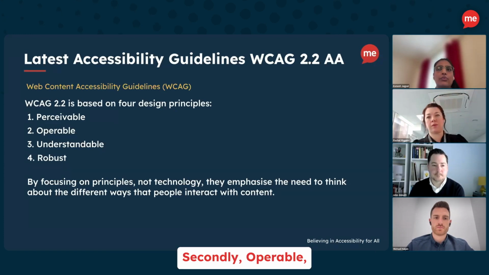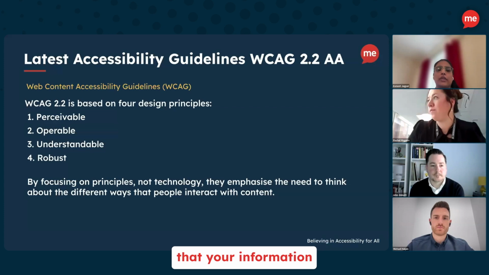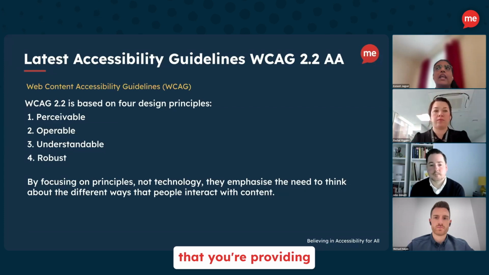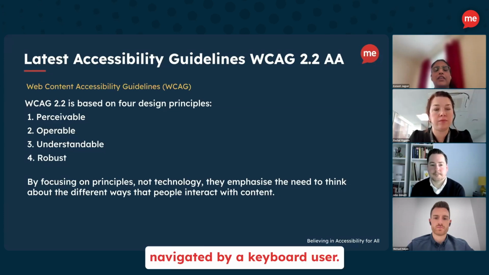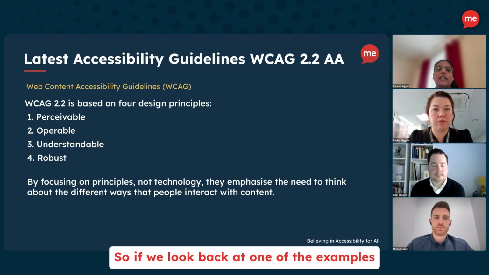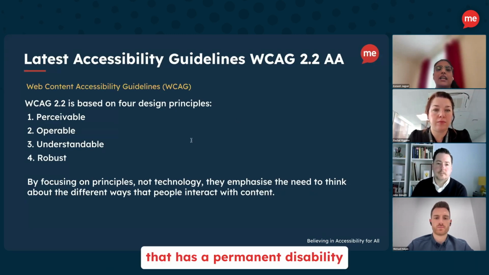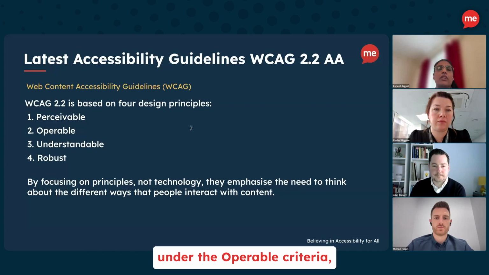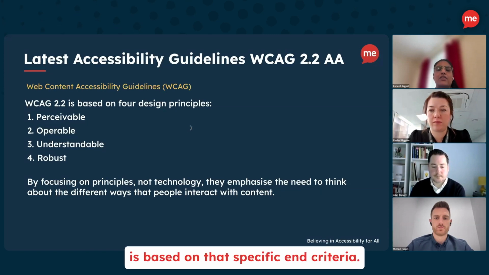Secondly, operable. You need to make sure that the information you're providing can be easily navigated by a keyboard user. So if we look back at one of the examples I gave around a permanent disability, somebody that has a permanent disability would be falling under the operable criteria, and you need to make sure that what you're designing is based on that specific criteria.